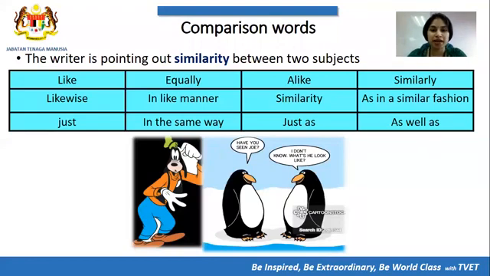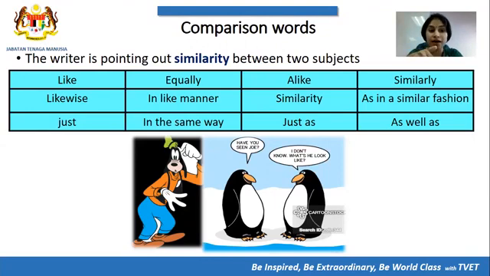Okay, now we look at comparison words. Comparison words are where the writer is pointing out similarity between two subjects. Similarity means likeness, that means they look the same. Here I've listed down the examples of comparison signal words, which you can use to show the similarity between two subjects. They must look the same, then only you can use these comparison signal words.